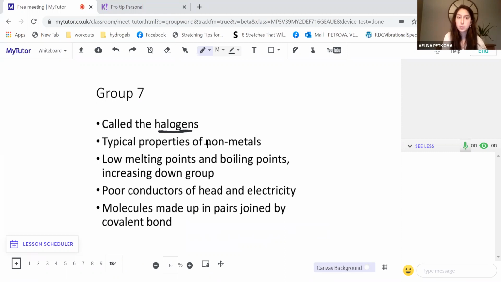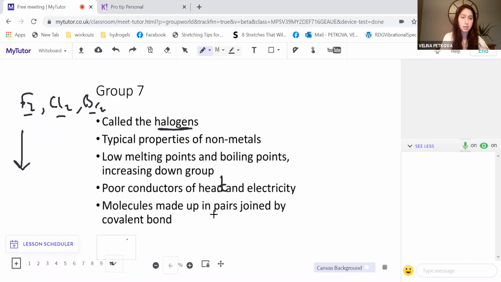They have typical properties of non-metals. They have low melting points and low boiling points, and these increase down the group. Iodine is actually a solid at room temperature, whereas fluorine is a gas, chlorine is a gas, and bromine is a liquid. Like other non-metals, they're poor conductors of heat and electricity, and the molecules come in pairs.